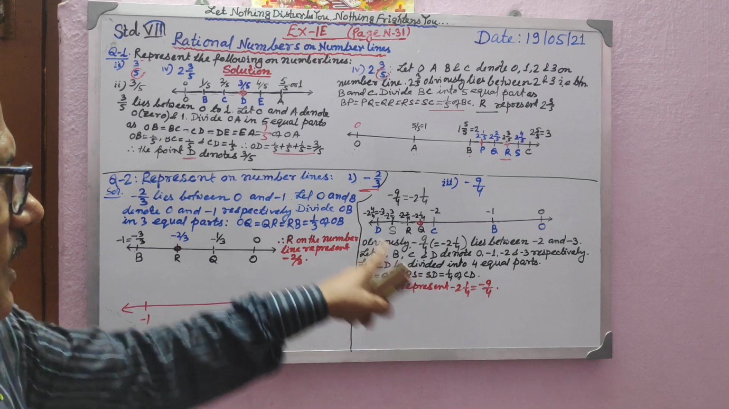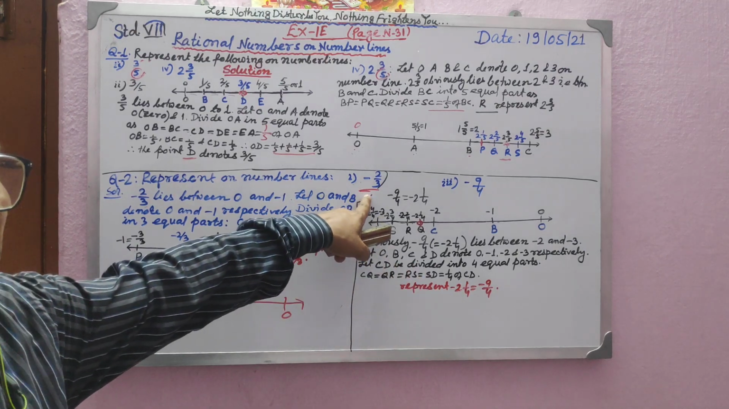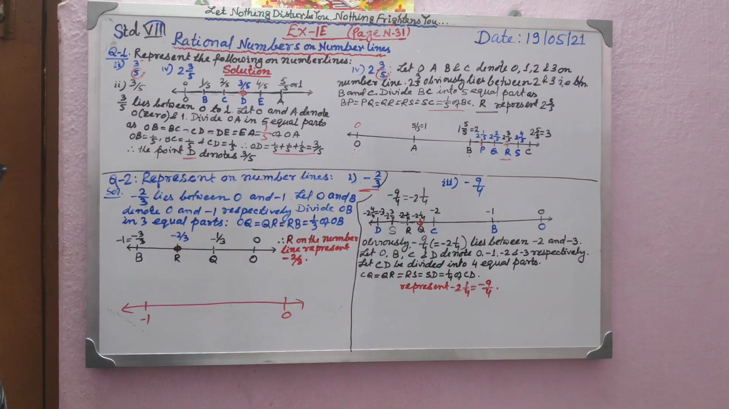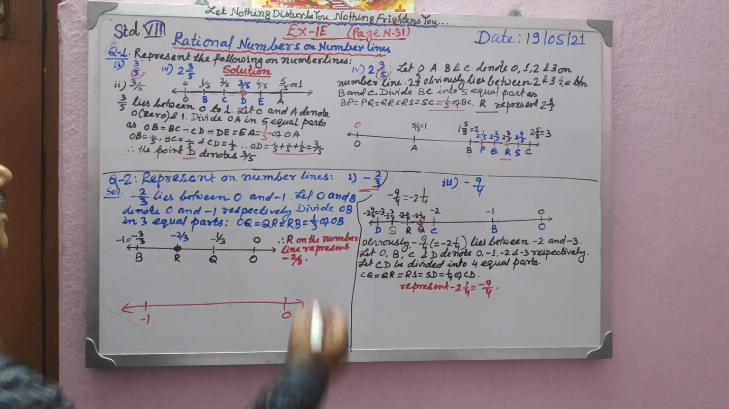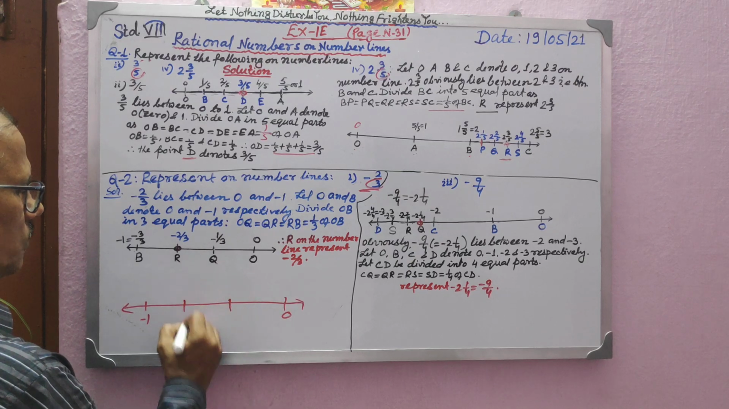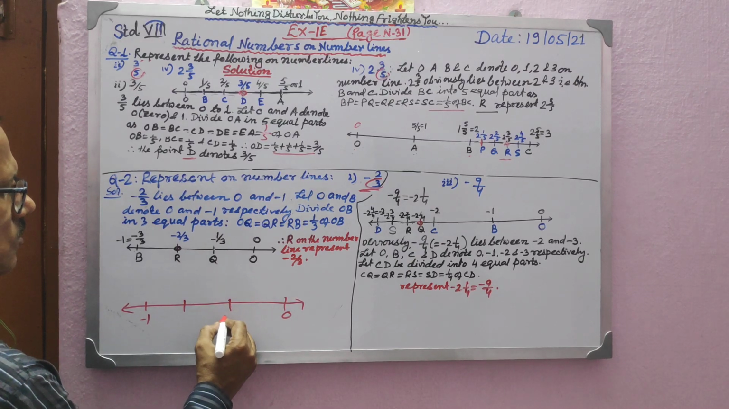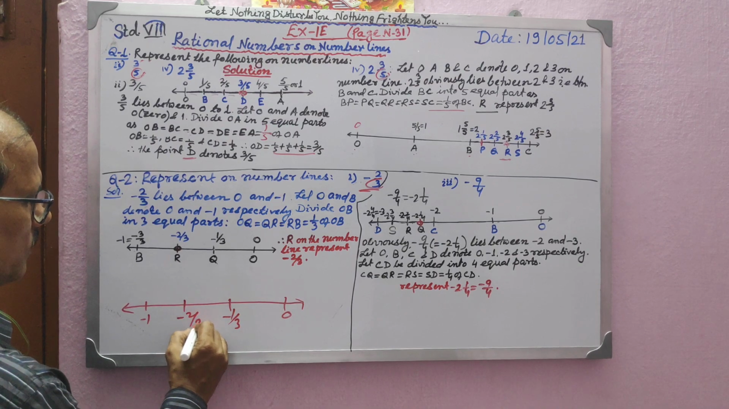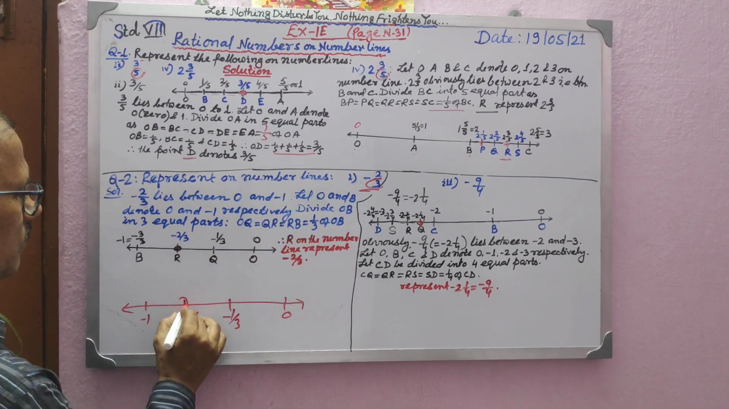I said this is a negative rational number, but it's a proper fraction, no? So a proper fraction value will always lie between 0 and 1. So how many equal divisions? 3 equal divisions. So 1, 2 and 3. So here this will be minus 1 by 3. This will be minus 2 by 3. And this part only you need to show.